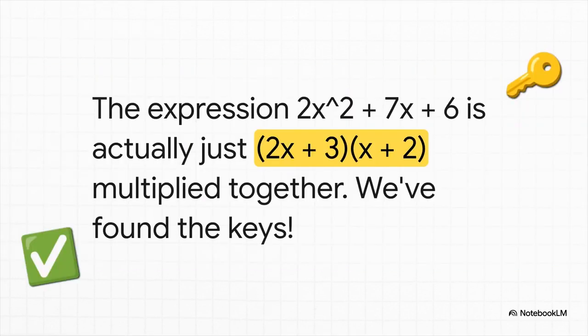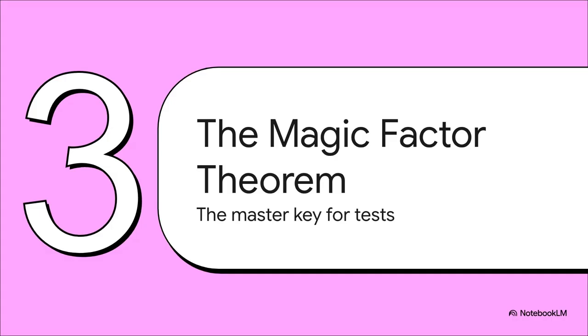And here's what that looks like in action. See? What started as this jumble of terms is actually just two simple little packages, 2x plus 3 and x plus 2, multiplied together. We found the keys. We opened the box. Okay, warm-up's over. Now it's time for the master keys. Seriously, these next two theorems are the most powerful tools in our entire kit. This is how we're going to tackle the big ones, like those cubic and quartic polynomials.